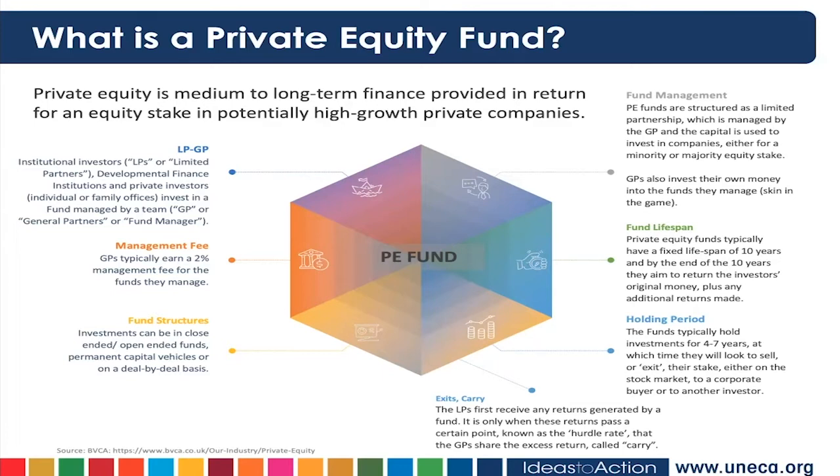The lifespan of a fund typically tends to be fixed at 10 years. The assumption is that by the end of the 10 years, you will return the capital to investors, the original capital that was provided to you, plus any additional returns made. The holding period is usually 4 to 7 years. That means how long are you holding the investment? The idea is that after the holding period, you will look to exit your stake or to sell your stake in the company. This could be to another corporate buyer, it could be to another investor, it could also be by listing the company on a stock exchange.